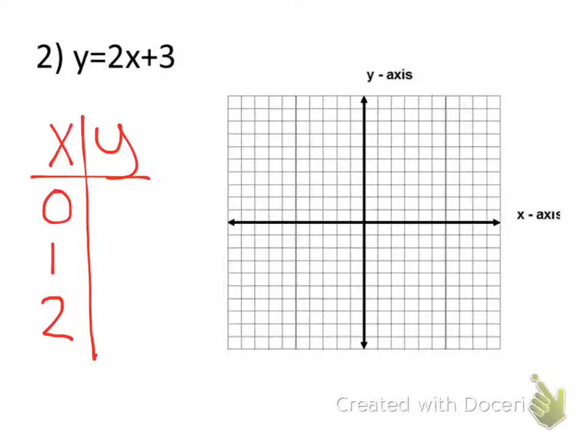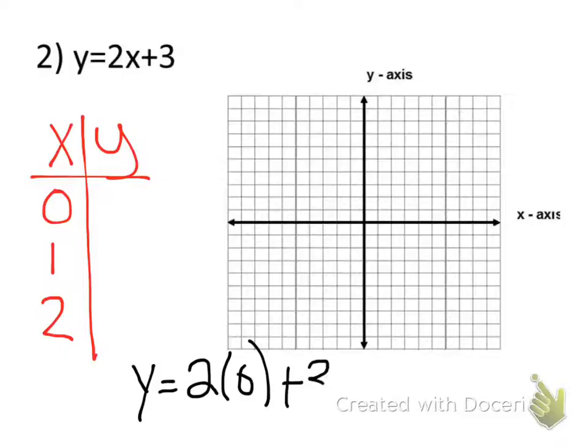Okay, so now I'm going to plug the 0 in for the x. That's multiplication, so I'm going to use parentheses. Then I'm going to do it again with the 1 in, then I'm going to do it again with the 2 in. Okay, but let's do the 0 first. What is 2 times 0? And what is 0 plus 3? So we get 0, 3.